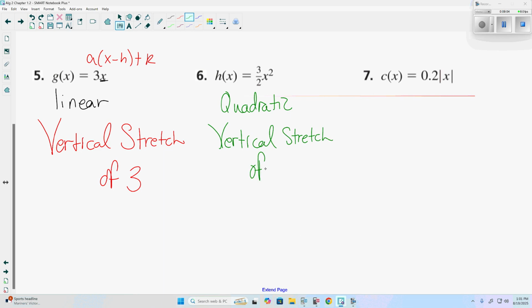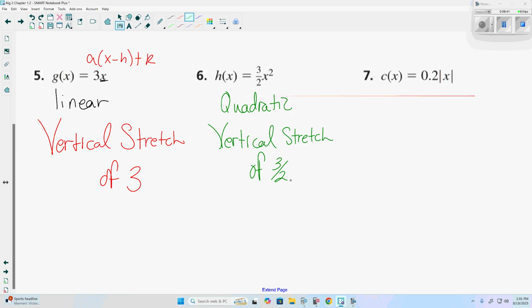But the question is, how can it be a vertical stretch if I have a fraction? It's 3 over 2, which is bigger than 1, yes? Doesn't matter that it's a fraction, because how we determine if it's a vertical stretch or vertical shrink is: it's a vertical stretch if the value of a is greater than 1. Period. Doesn't matter what the number is. If it is greater than 1, it's a stretch. If it's between 0 and 1, it's a shrink.